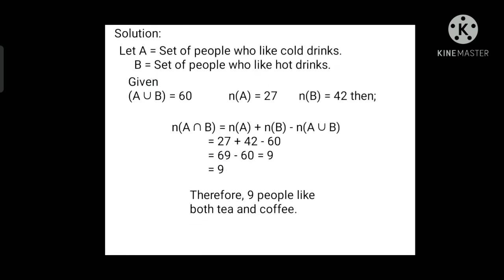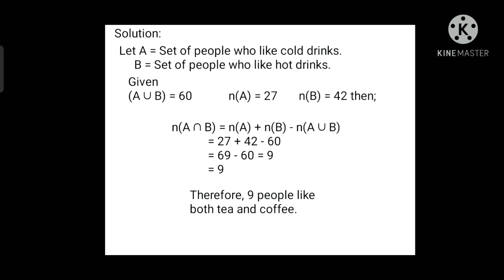To solve that problem, we must let A be the set of people who like cold drinks, and we must let B be the set of people who like hot drinks. So the cardinal of A is equal to 27 and B is equal to 42. Then all in all is equal to 60.